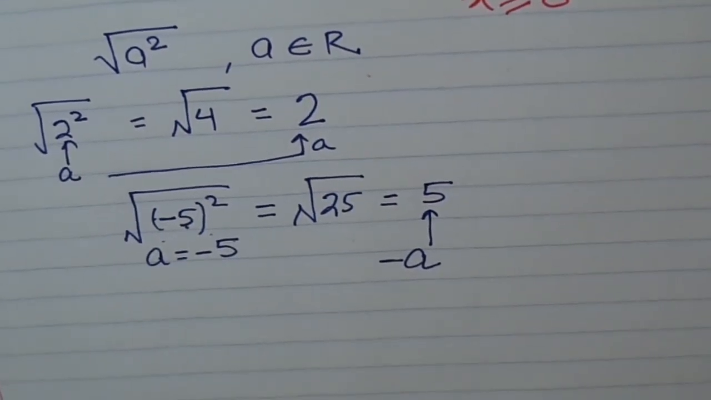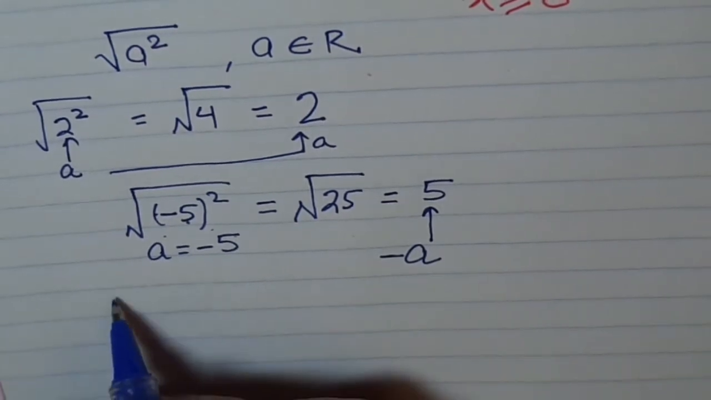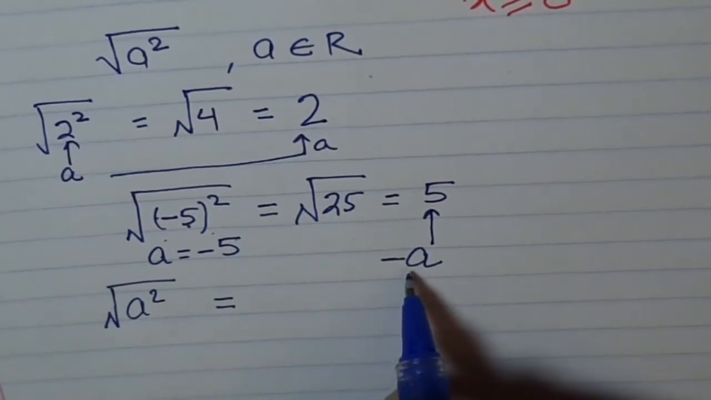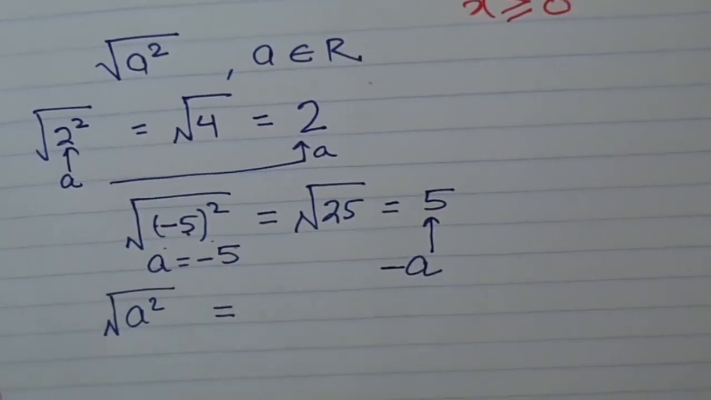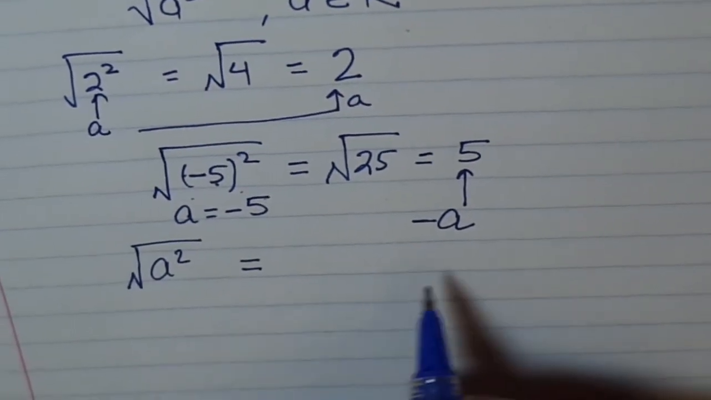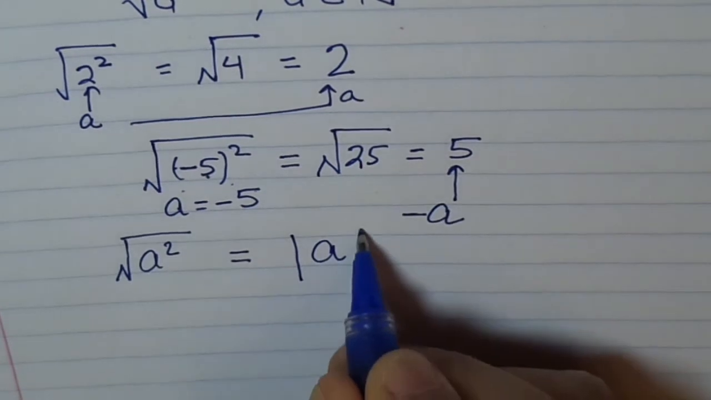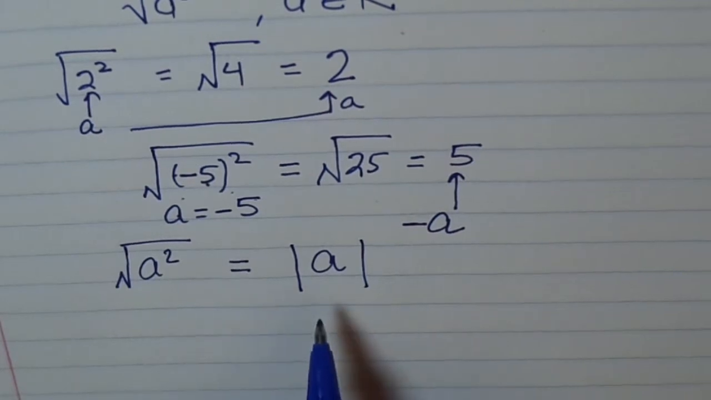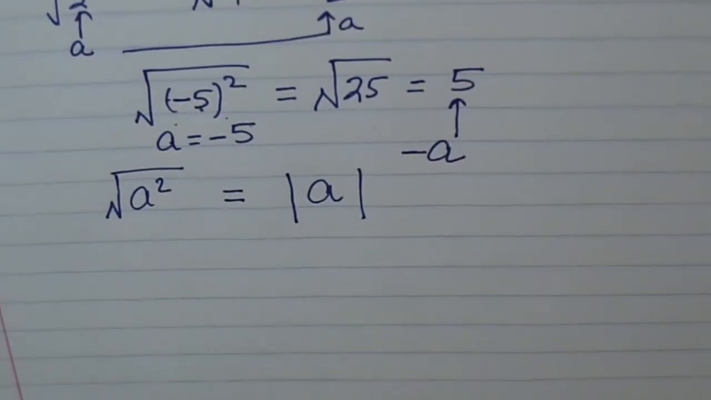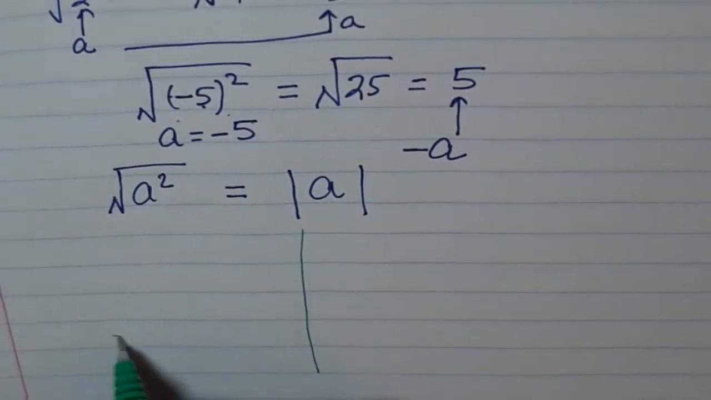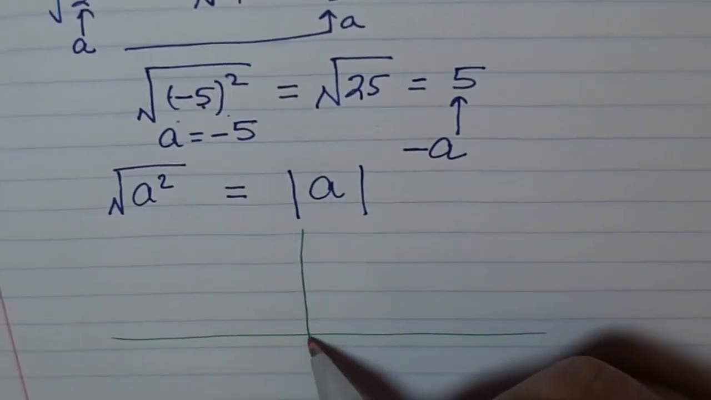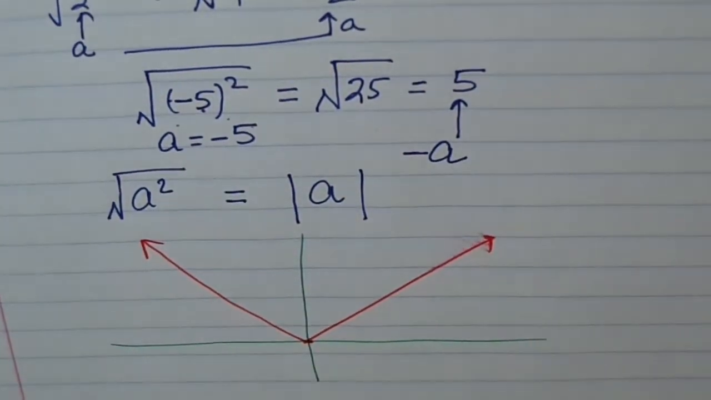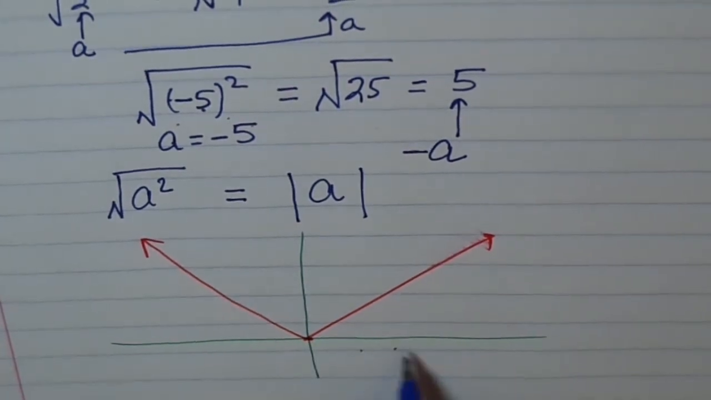So, what do we see? We see that the square root of a square actually returns a positive value, even if a is negative. That means the output is the absolute value of a, not a. Do you understand? Absolute of a. So we can show it like this. In our graph, it will always be positive, because a could be any value here.